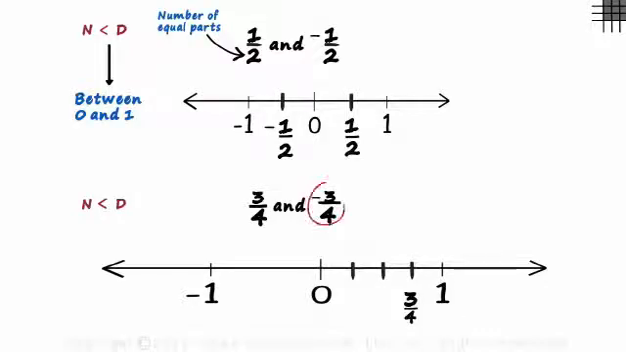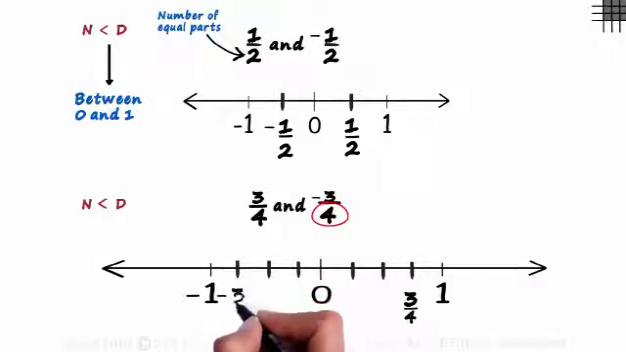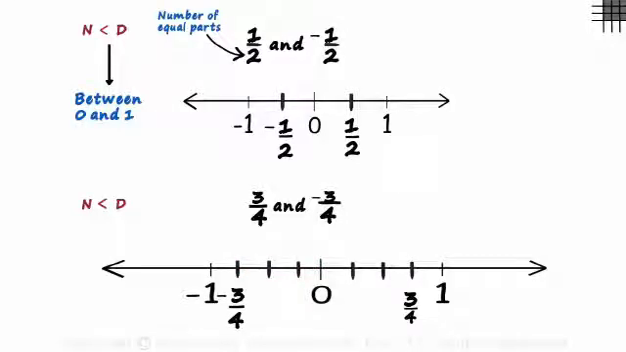Now let us plot -3 by 4. Since 3 is less than 4 and the rational number is negative, we know that it will come between 0 and -1. We divide this length into 4 equal parts as the denominator is 4. And we mark -3 by 4 3 parts away from 0. That's it. We have plotted the points. But let me ask you a question. You have plotted the numbers 3 by 4 and minus 3 by 4. But do you know which numbers are plotted on these points?